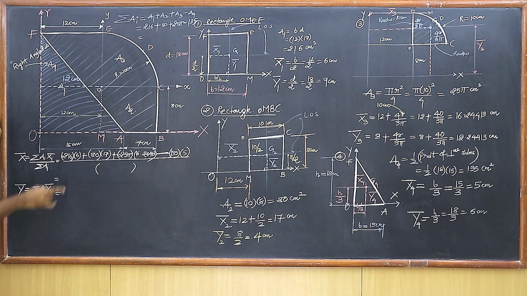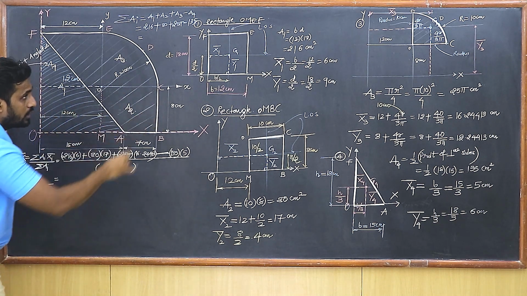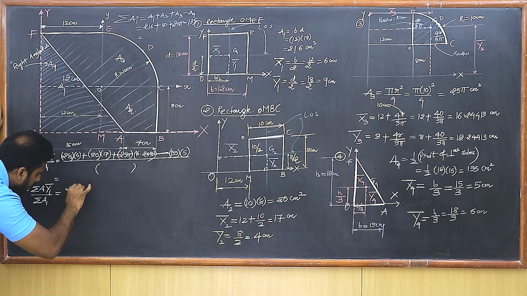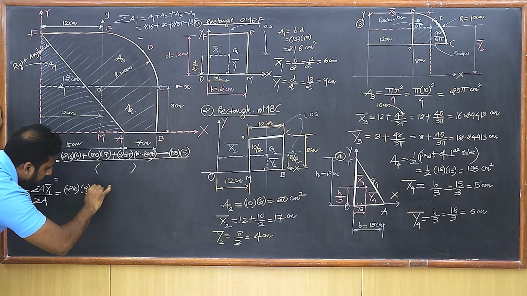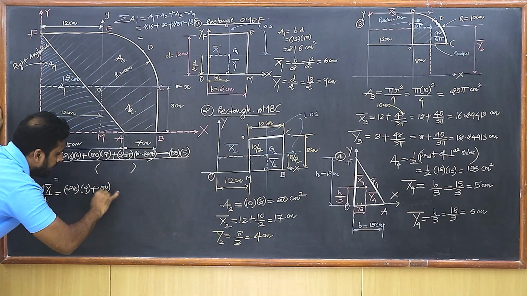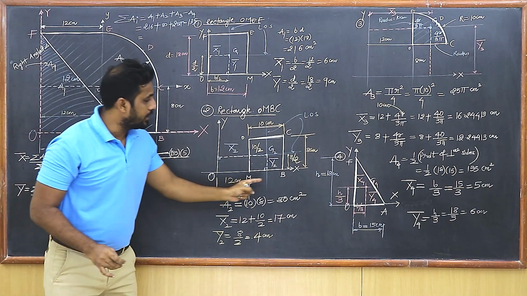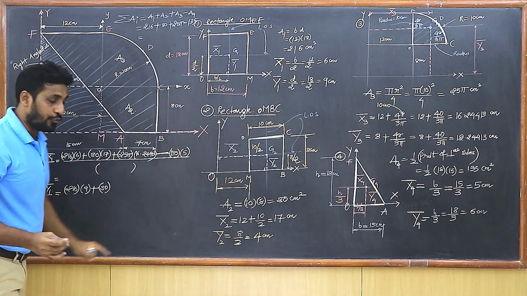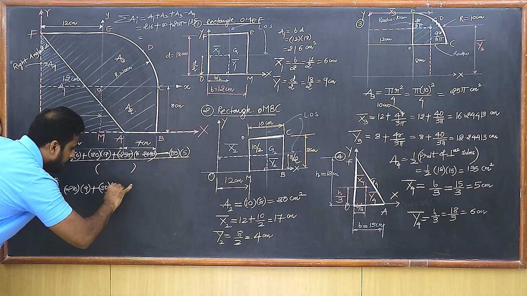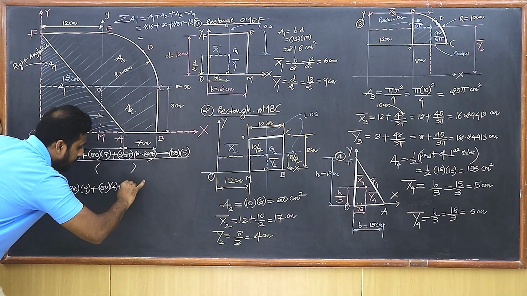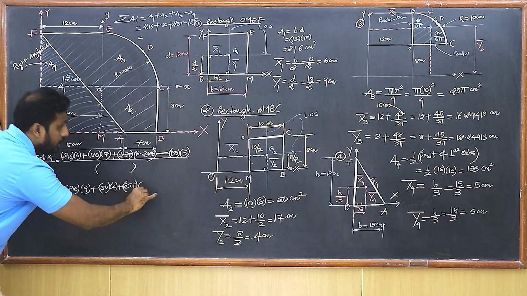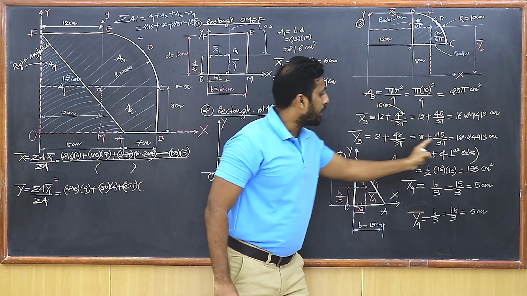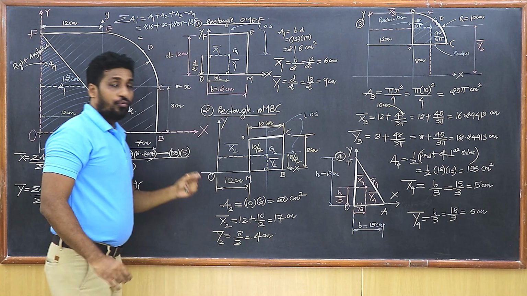So this time I'll do 216 into Y1 bar, which is 9 centimeter. So I write here 216 into 9, then plus the area 80, isn't it? The area is 80 over here. It multiplies with Y2 bar, which is 4. So 80 into 4 plus the next area is 25 pi, isn't it? The next area is 25 pi. It multiplies with Y3 bar, which is 12.24413.